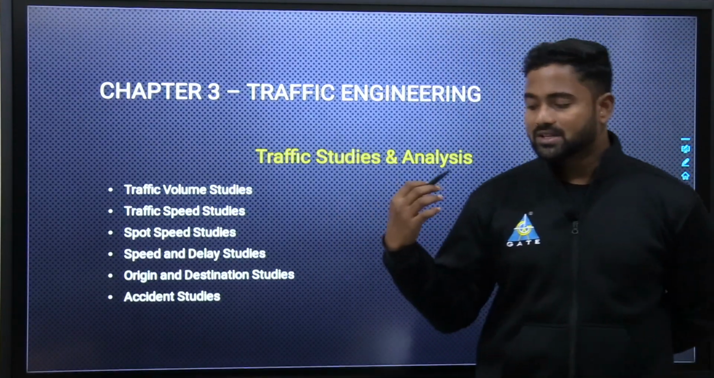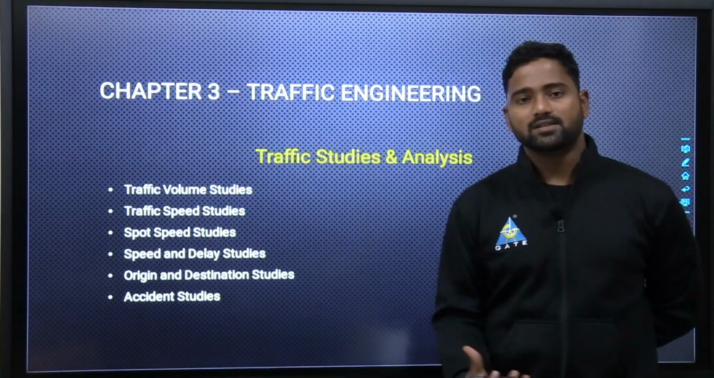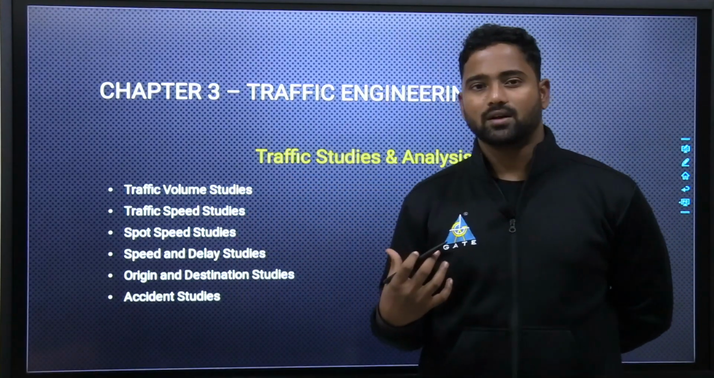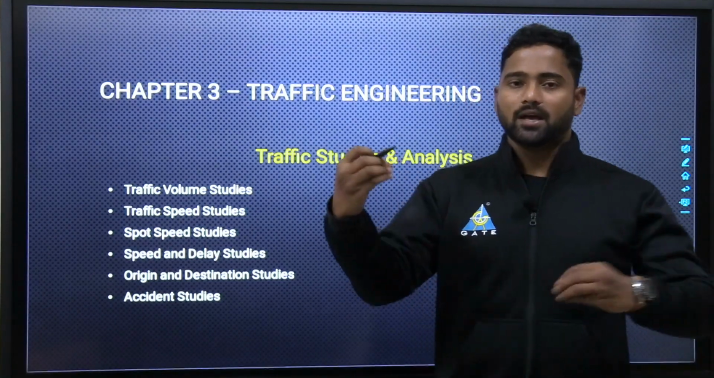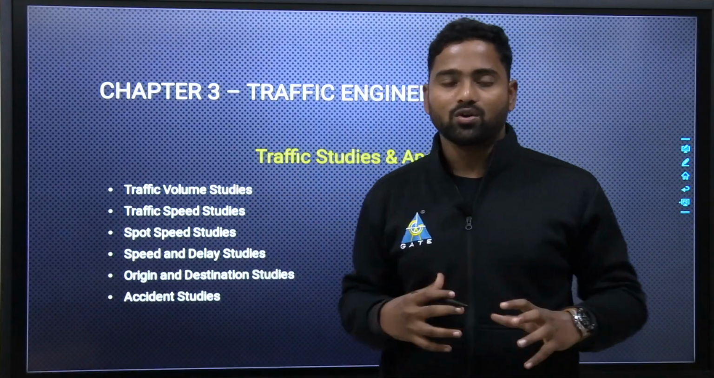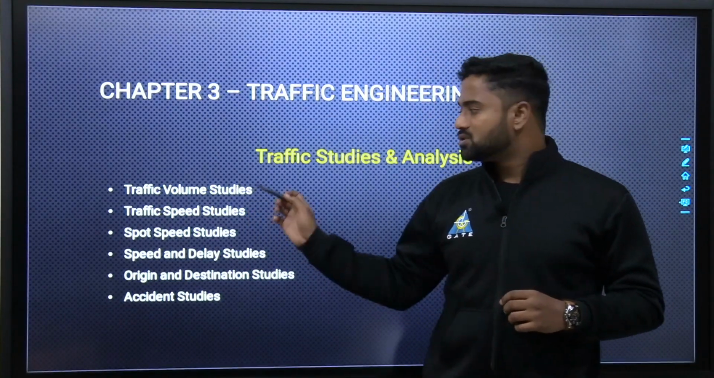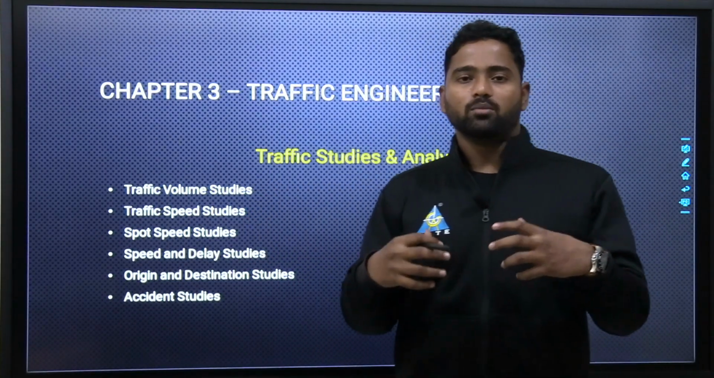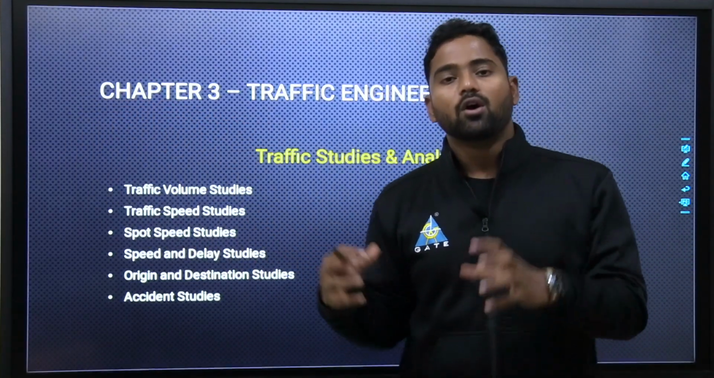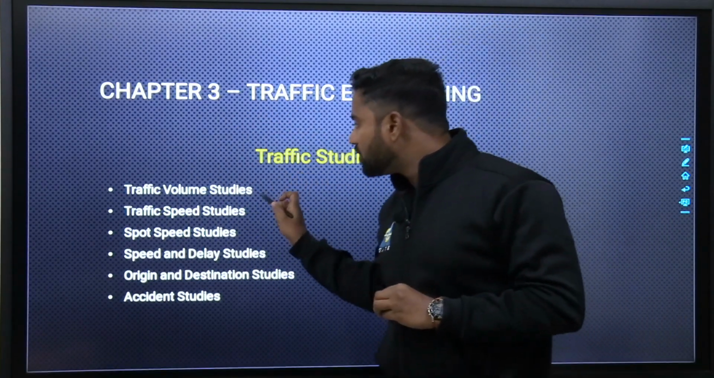So here we'll see what exactly is the spot speed, what exactly is the journey speed, what is the running speed, different types of speeds, like average speed, time mean speed, space mean speed. Based on that, we'll try to calculate the traffic volume and traffic density, that is traffic volume studies and traffic speed studies. Traffic volume is the number of vehicles crossing a particular section in a given time, or the number of vehicles present in a particular section in a given time. That is traffic volume studies.